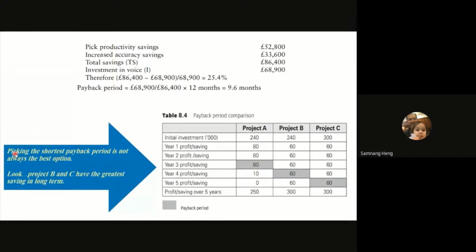Okay, so now we're going to the next part. Picking the shortest payback period is not always the best option. So here, if you look at this project, again, if you have money and you want to buy a motorbike to go to work, you have three options. Should you buy the $800 one, the $1,000 one, or the $1,500 one? Maybe this one is a second-hand motorbike. This one maybe first-hand, but not a Honda Dream or whatever. And this one maybe an expensive one, a big motorbike. I don't know how expensive it is, but let's just make it up.